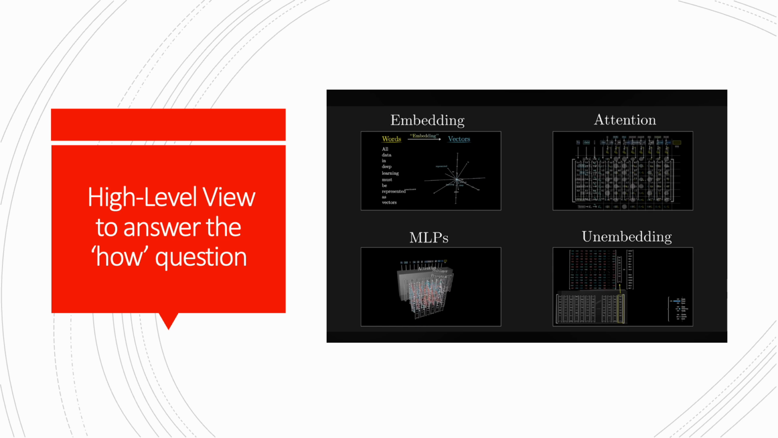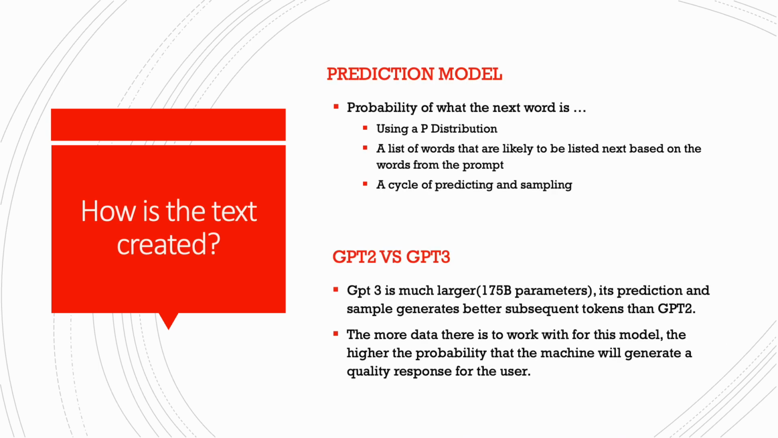So the text is basically created using a prediction model, which uses probability and statistics to kind of guess what the next word should be. Specifically, it uses a probability distribution to see what word is most likely to be next or not. So the cycle of predicting and sampling, the model goes through that over and over again, maybe millions or billions of times. And that's kind of how it, quote unquote, learns how to write.